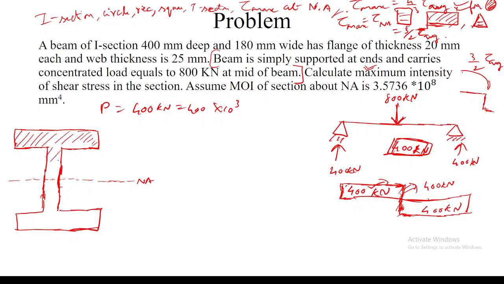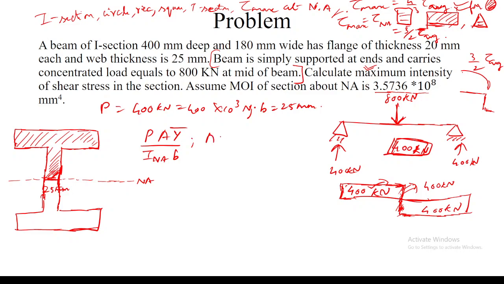So this whole area you need, and you have to find the centroid of this whole area. For example, tau equals P A Y bar divided by I N A into B. B is nothing but the width of the web, which is 25 mm. And I N A they have given in the question, and P also they have given in the question.